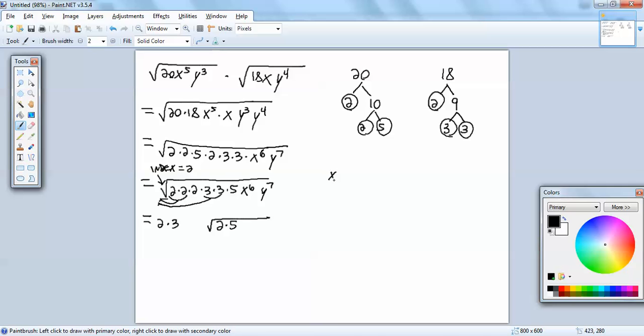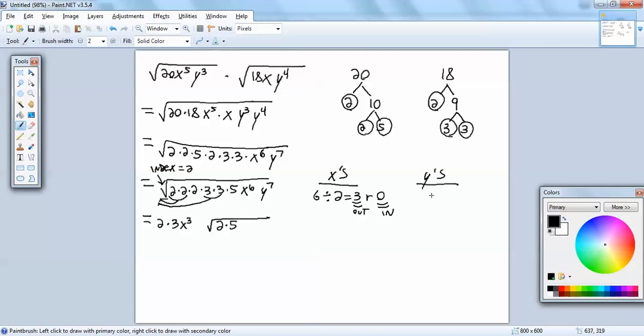Now let's look at our x's. To figure out how many x's come out, what you do is you take the power on the x, which is 6, divide by your index. Remember, the index is the number in the slot right here. 6 divided by 2 is 3 with a remainder of 0. This is old style division with a remainder. Now this tells you how many come out, and this how many stays in. So that means we're going to have 3 x's come out, and no x's stay inside.